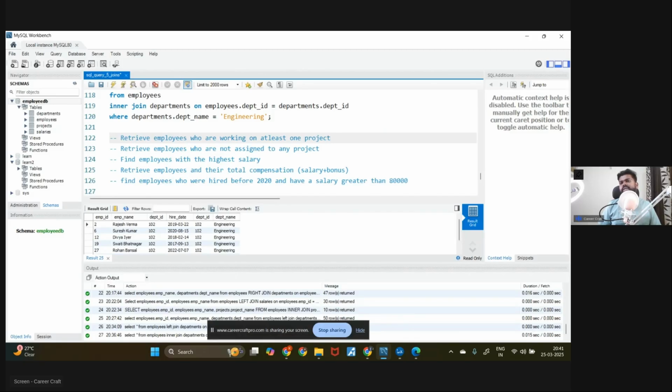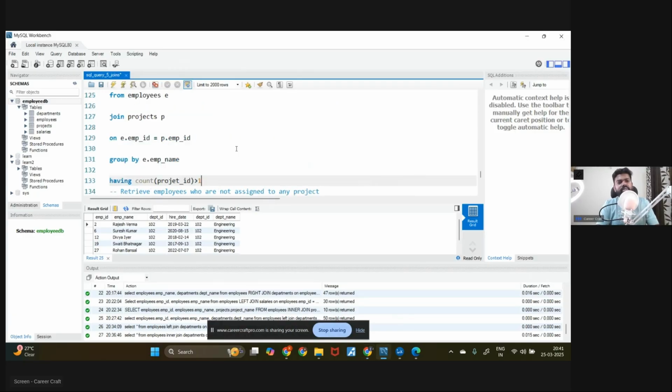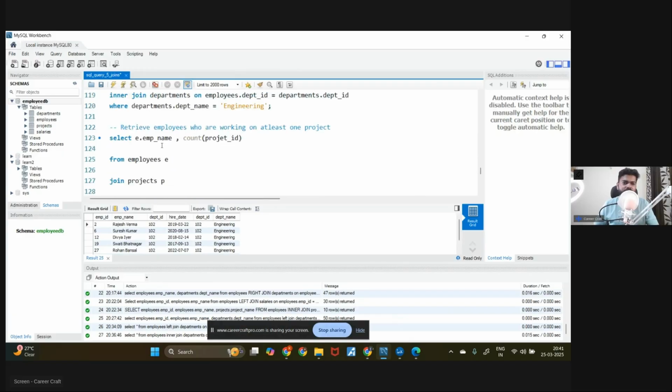Very good. Piyush has answered. Santanu has answered. Select e dot employee name, count of project ID from employees join projects P on employee ID, group by employee name having count of project ID equals to one, greater than one. It looks correct actually. Very good, Santanu. To be very honest, I also didn't know the solution. I had to write it. Most probably, let me check it. This is the correct one. That should not be a problem.